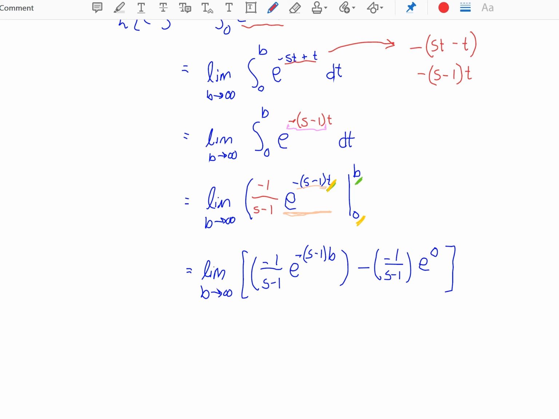Now there's a lot going on here, but again, we're considering what happens as b goes to infinity. And as b goes to infinity, this exponential portion goes to zero, and so this entire term goes to zero. And of course, e to the zero is one. Don't forget to distribute your double negative here. I think we get a limit that's just 1 over s minus 1. And this gives us our fourth Laplace transform now. The Laplace of e to the t is 1 over s minus 1.